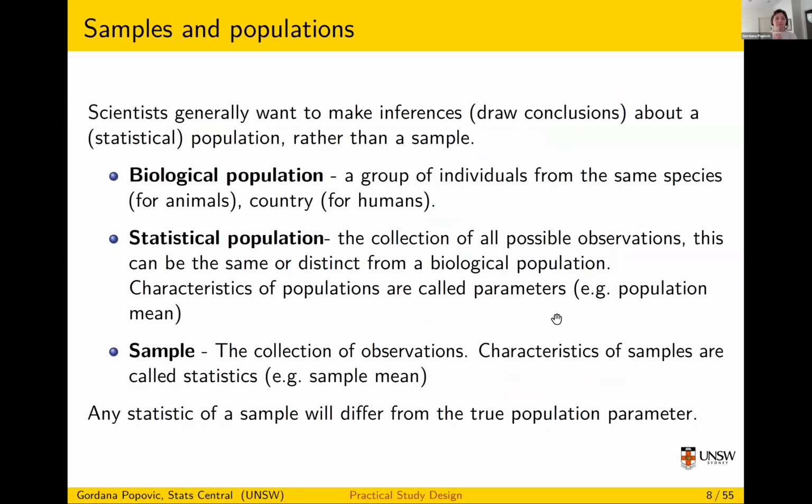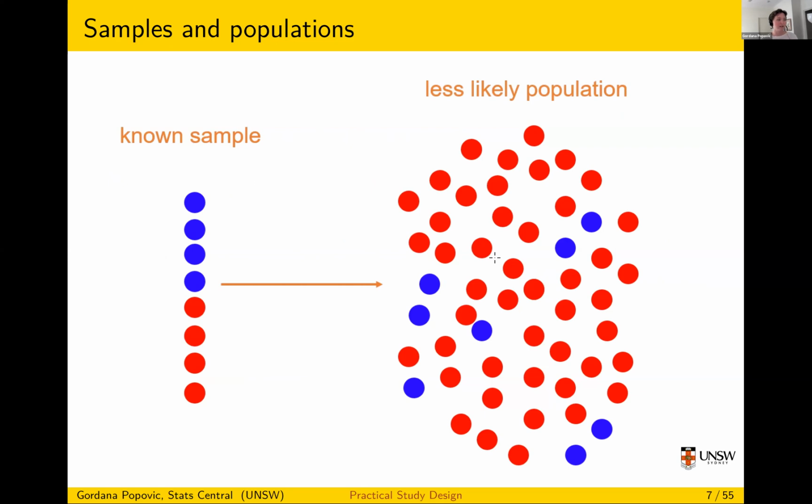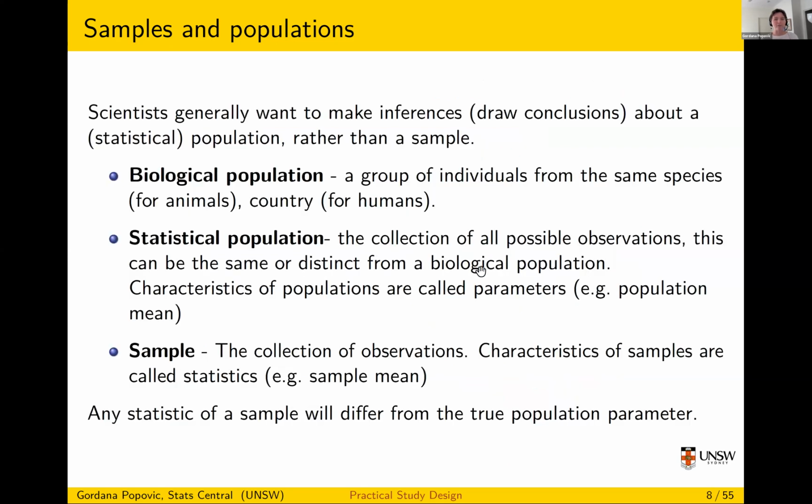Okay. So samples and populations. Normally we talk about biological populations. So that might be people from the same country or animals from the same species, but that's not necessarily what a population is in statistics. It's just a collection of all possible observations. So in the previous example, it was just all the dots that I could have sampled.